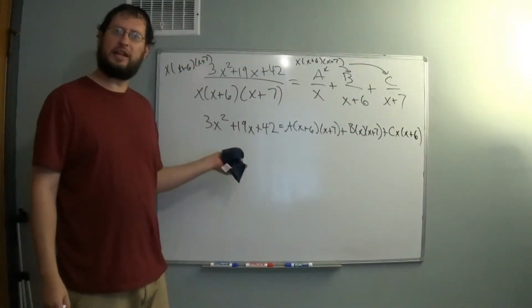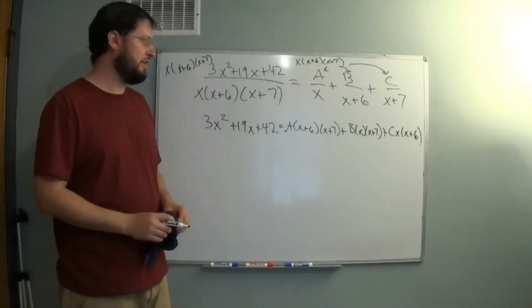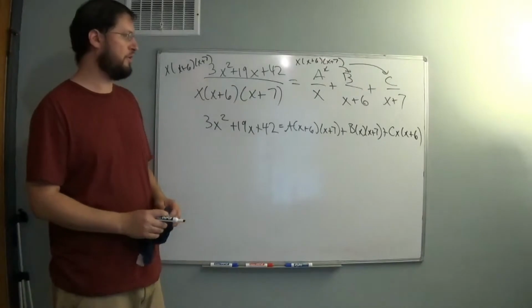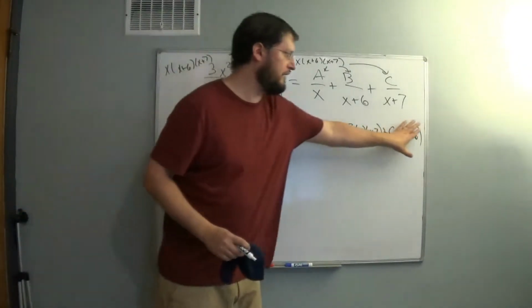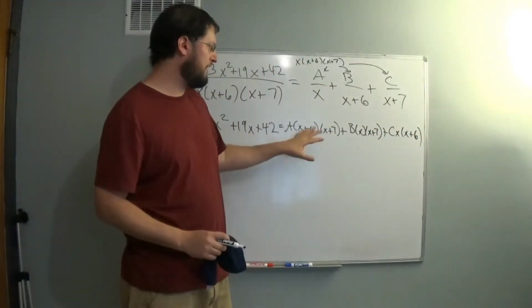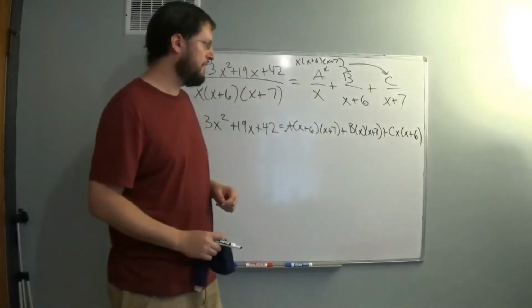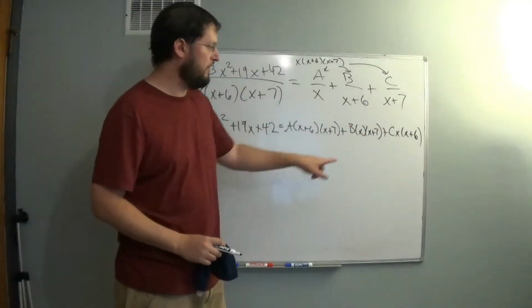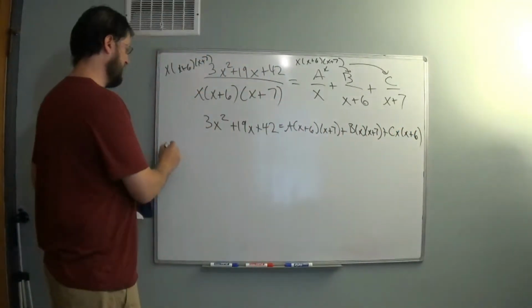And this looks complicated now, but the idea is the same as before. Choose x wisely so that things will fall away and go to 0. If x is negative 6, this will be gone, and this will be gone, leaving me with just B. If x is negative 7, then this is gone, and this is gone, leaving me with just C. And if x is 0, then this one is gone, and this one is gone, leaving me with just A.